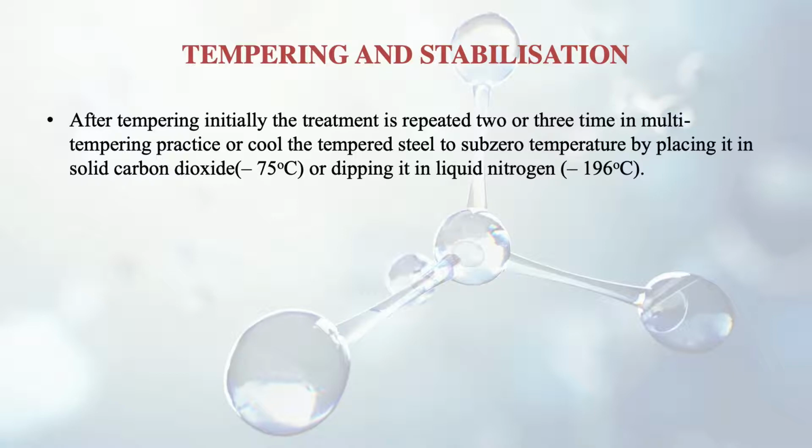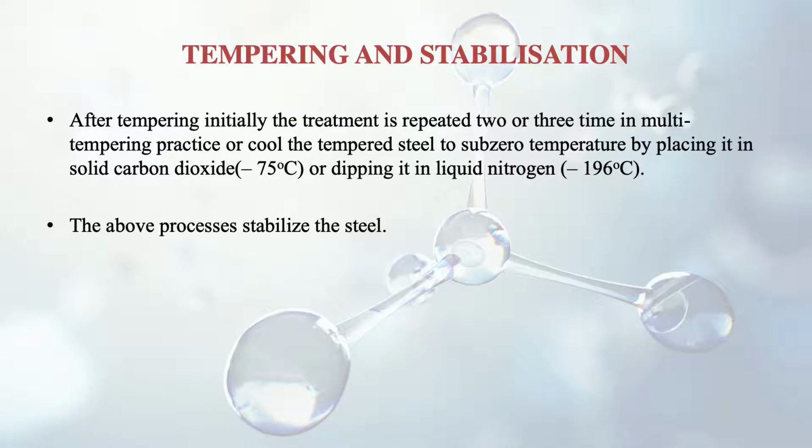And we further cool the tempered steel to sub-zero temperature by placing it in solid carbon dioxide, which is around -75 degrees centigrade, or dropping it in liquid nitrogen. So these two options are there, solid carbon dioxide or liquid nitrogen. In that way we can get our products, and this will help to stabilize the steel.